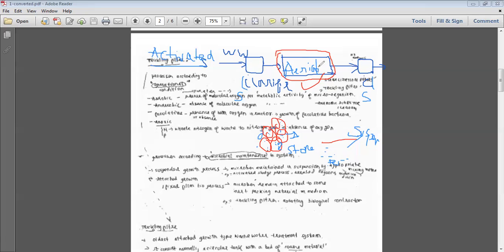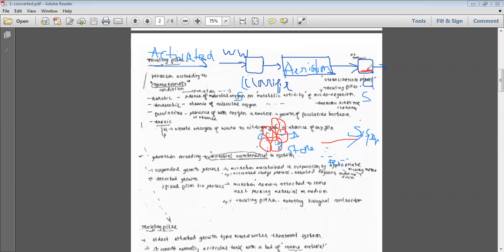These microbes will start growing. So this is the aeration tank, activated. What is happening here? Since we need to enhance the microbes level, we have to enhance the microbes level.